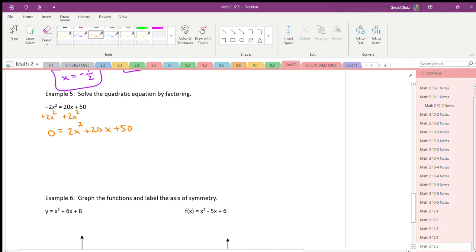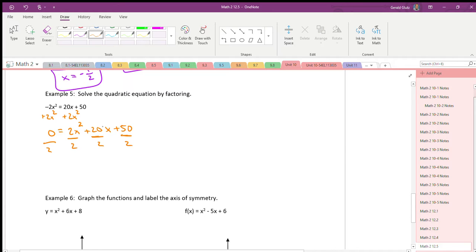One thing I have not mentioned that you should always do when you're factoring: the first thing you should always check for is, do all of these numbers have a common factor? And if they do, we want to factor out or divide by that number. They are all even, so that means I can factor out a 2 or divide by 2 in this case. So if I divide both sides by 2, actually let's do this.